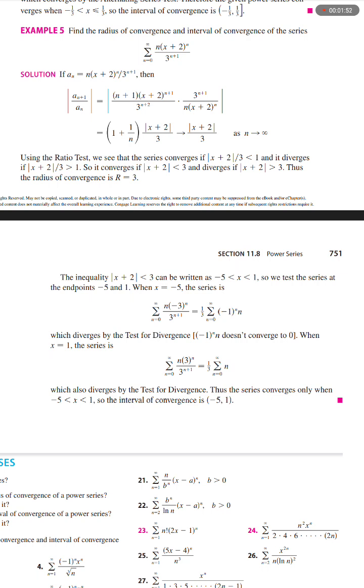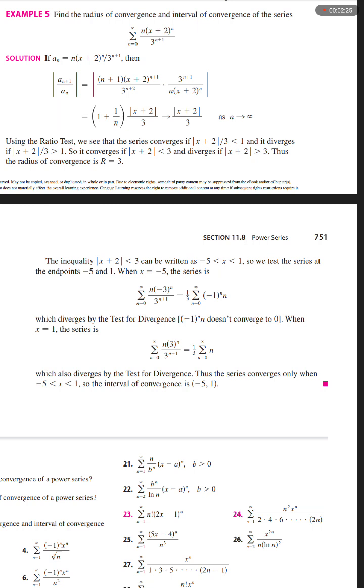Using the ratio test, we see that the series converges if the absolute value of x + 2 over 3 is less than 1, and it diverges if the absolute value of x + 2 over 3 is greater than 1. So it converges if the absolute value of x + 2 is less than 3, and diverges if the absolute value of x + 2 is greater than 3. Thus, the radius of convergence is big R equal 3.